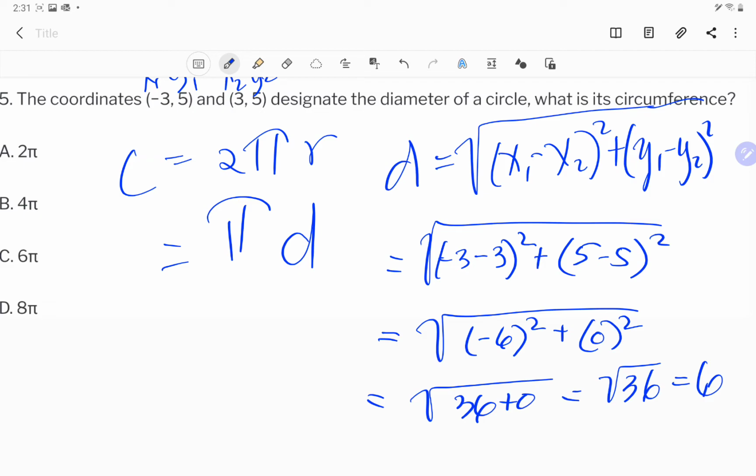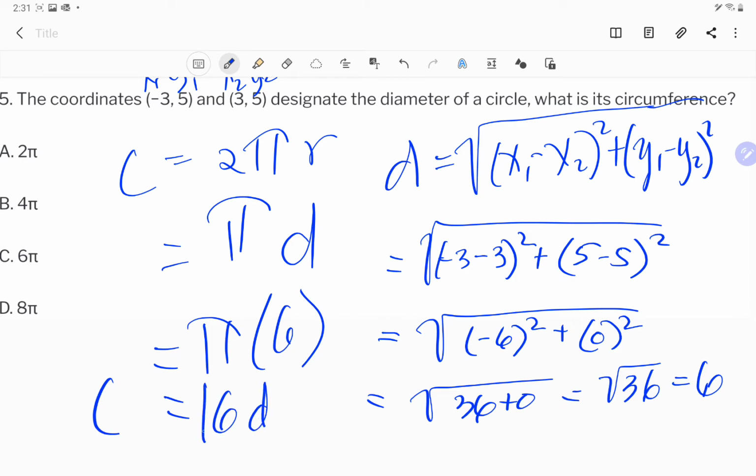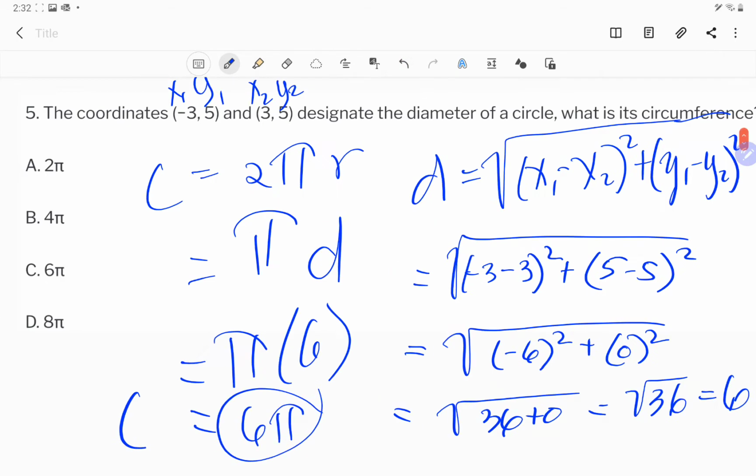And to find the circumference of the circle, you multiply the diameter by pi. That becomes pi times your diameter, which is equal to 6. So your circumference is equal to 6 pi. So the answer here is letter C.